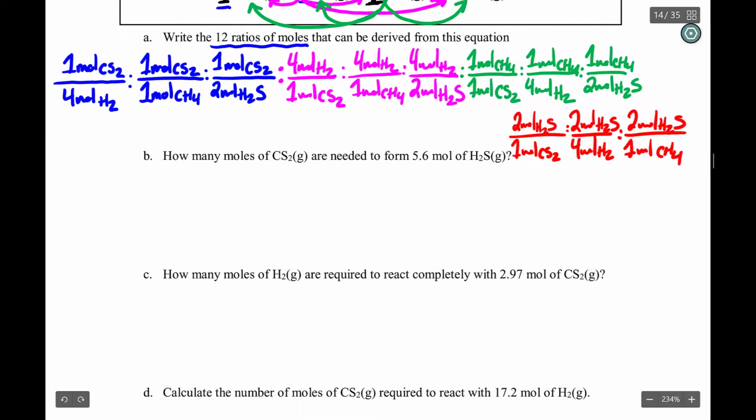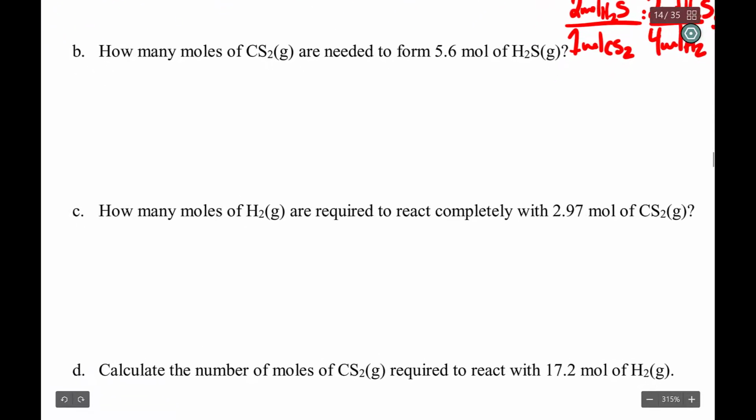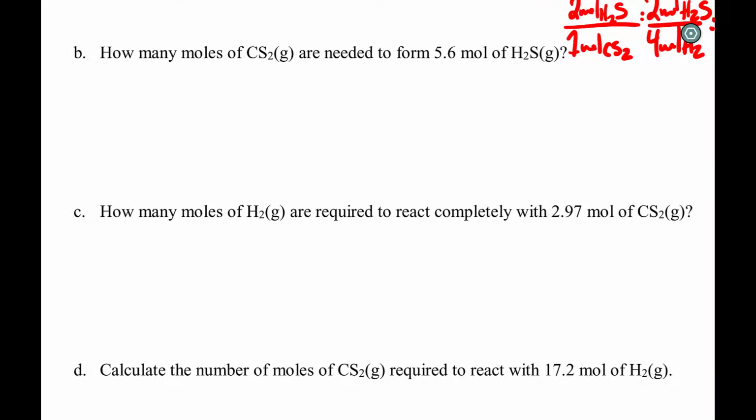So let's give a question a try here, and I'll guide you through the first couple, and then I'll give you opportunities to try questions on your own. So our first question here says, how many moles of CS2 gas are needed to form 5.6 moles of H2S? So this question is only comparing 2 substances, CS2 and H2S. So we're going to need a mole ratio for CS2 and H2S, but we have to figure out which one of those 2 are going to go on top of the mole ratio in our calculation.